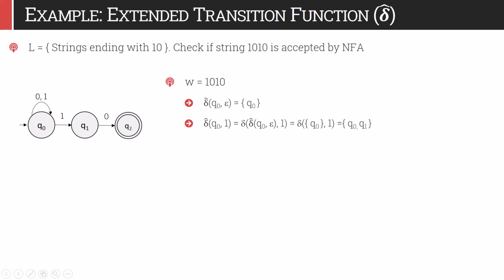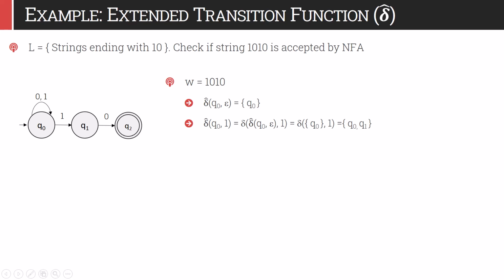X is n minus 1 symbols and a is the last symbol. As there is only one symbol, our x would be epsilon and a would be 1. From the previous slide, we can write the function as delta hat of Q0 comma epsilon 1. But from the previous step, we know that delta hat of Q0 comma epsilon is Q0, because there is no input symbol and so we will remain on the same state. So this part will reduce to Q0 only.